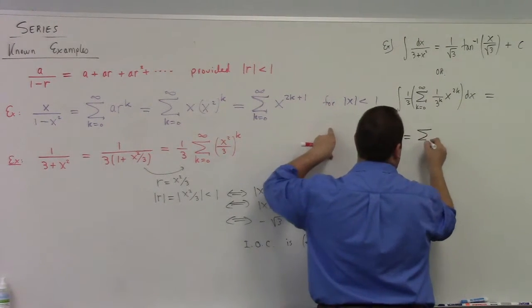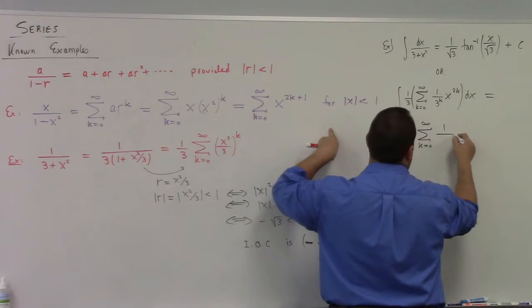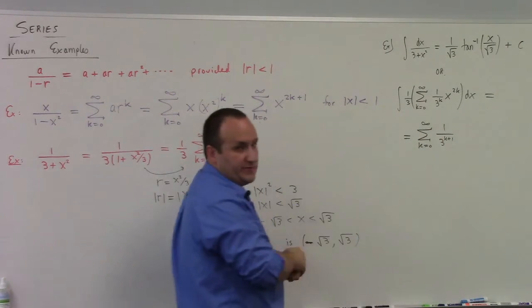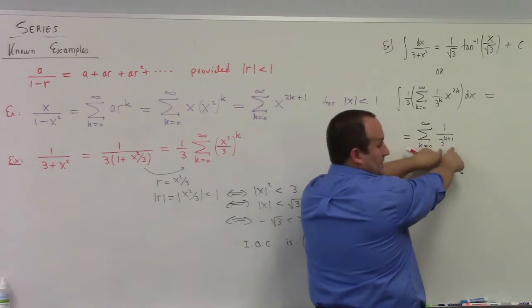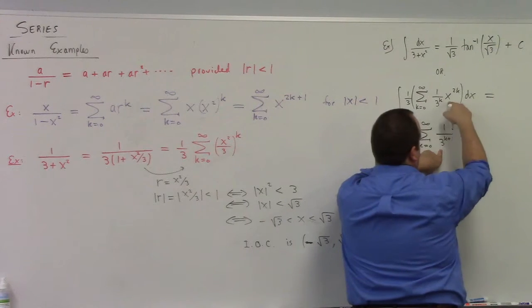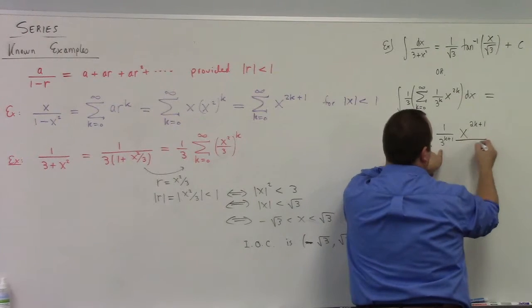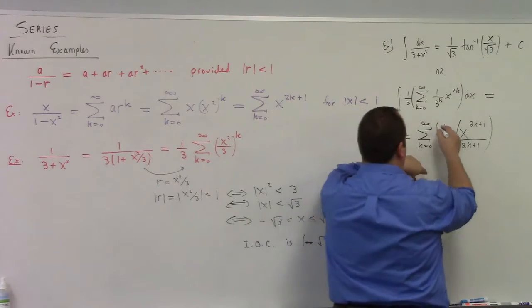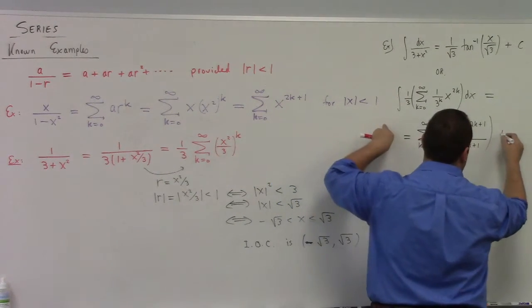So what I have then is the sum k equals 0 to infinity of 1 over 3 to the k plus 1. The k plus 1 is because I'm multiplying the 1/3 times the 1 over 3 to the k. All right? Multiplying these together to give me that. And what does x to the 2k integrate to? Plus 1, right? And then I should add a constant, I suppose.